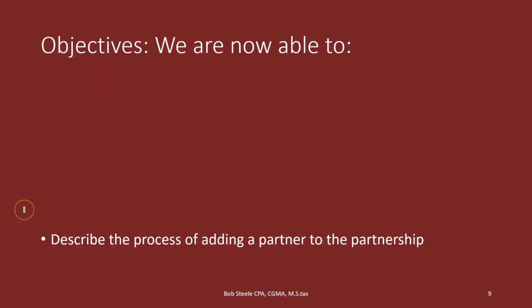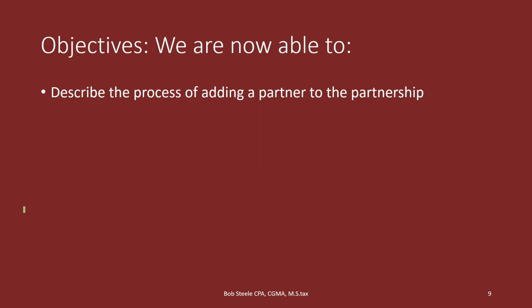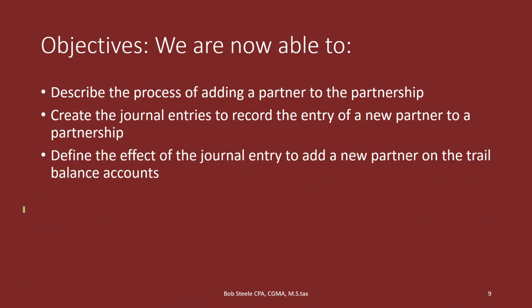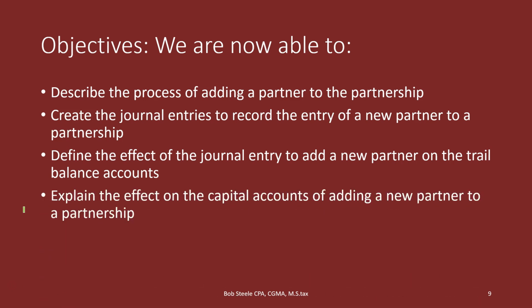So we are now able to describe the process of adding a new partner to the partnership, create the journal entries to record the entry of a new partner to a partnership, define the effect of the journal entry to add a new partner on the trial balance accounts, and explain the effect on the capital accounts of adding a new partner to a partnership.